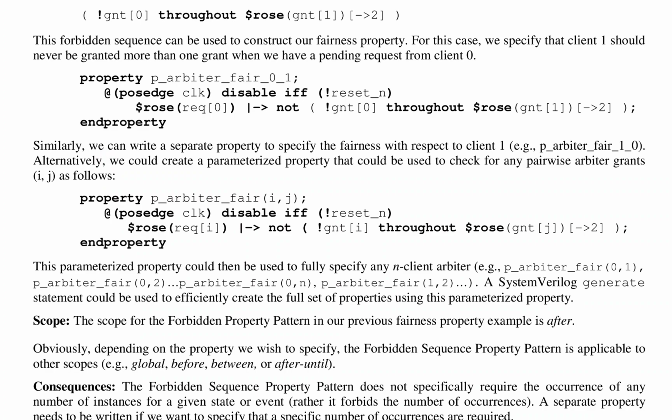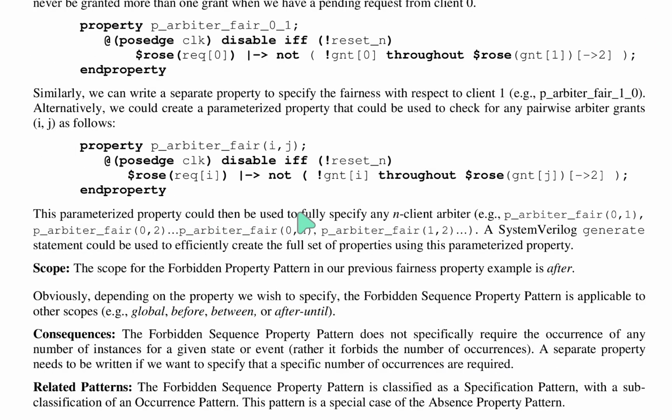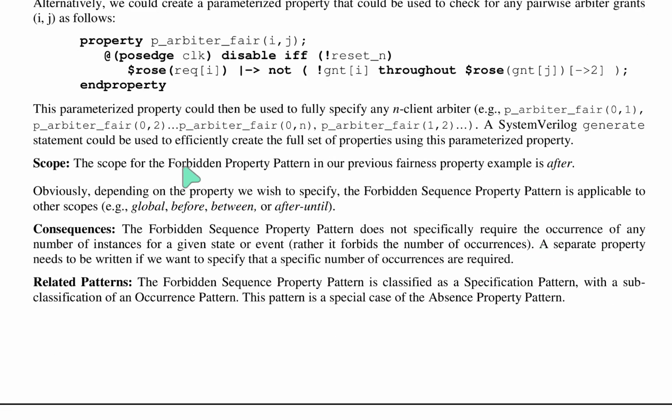For example, p underscore arbiter underscore fair underscore 1 underscore 0. Alternatively, we could create a parameterized property that could be used to check for any pair of arbiter grants i, j as follows. This parameterized property could then be used to fully specify any N-client arbiter. A SystemVerilog generate statement could be used to efficiently create the full set of properties using this parameterized property.